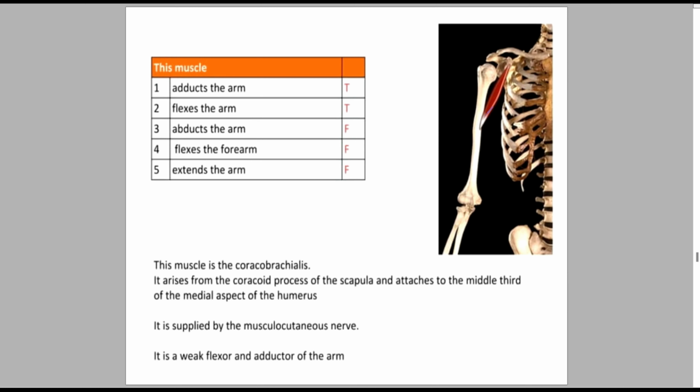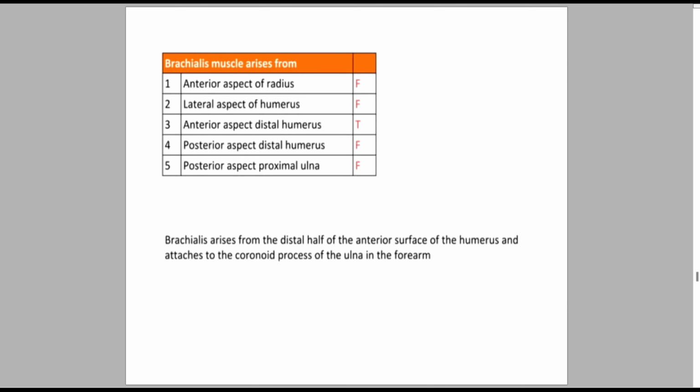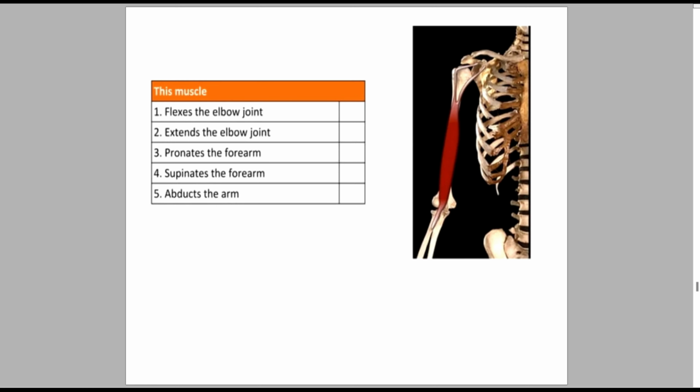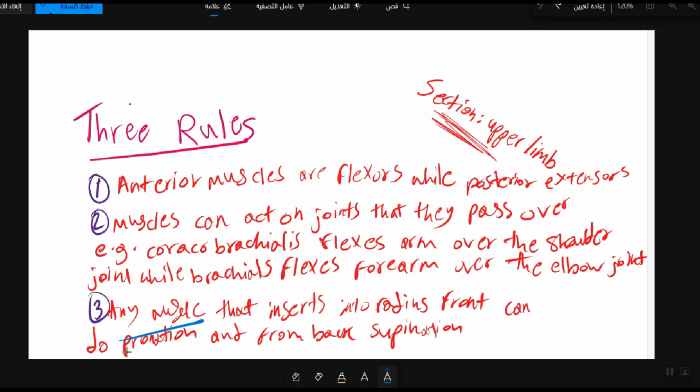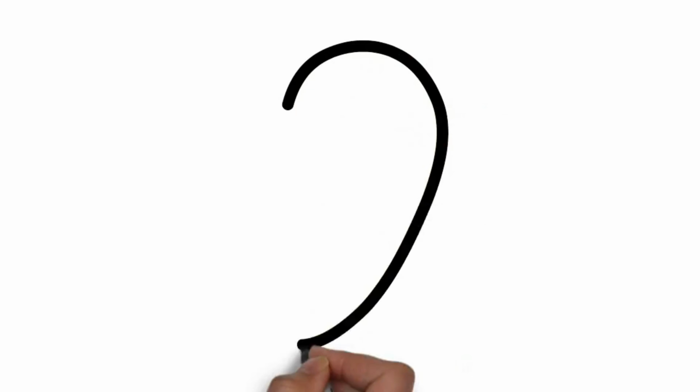You need to imagine the insertion being pulled towards the origin. Brachialis muscle arises from the anterior aspect of the distal humerus. This muscle flexes the elbow joint. You need to remember the first rule, anterior muscles are flexors, and the biceps being on the front of the humerus is anterior. And here remember the third rule, any muscle that inserts into the radius front can supinate the forearm. Please do a correction here and write supination instead of pronation and pronation instead of supination.